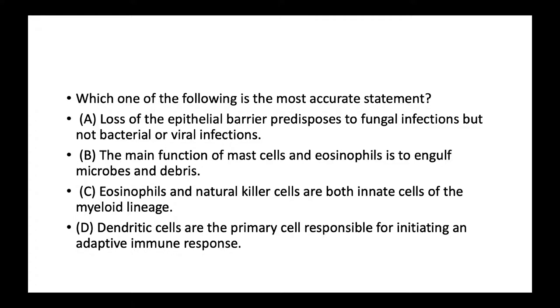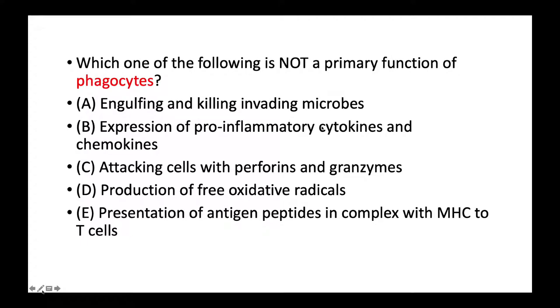And D, so we discussed yesterday that we have several types of antigen presenting cells which primarily encounter invaders like bacteria. Okay, dendritic cells, B cells, and macrophages are part of the APCs or antigen presenting cells. So they are the primary cells which initiate the immune response. First they are activated, and only after their activation do they activate other cells like adaptive immune system cells, B cells and T cells. So that's why D is the correct answer here. Okay, let's move on to another one.